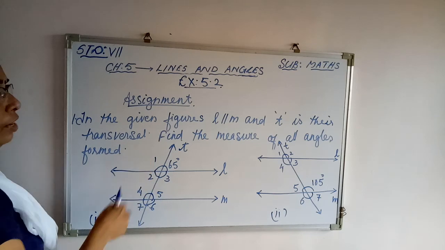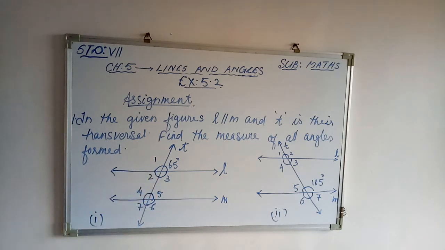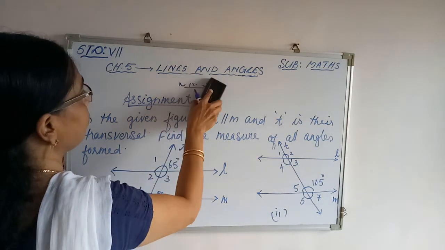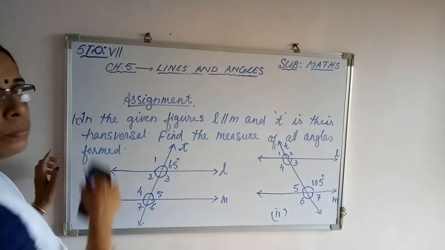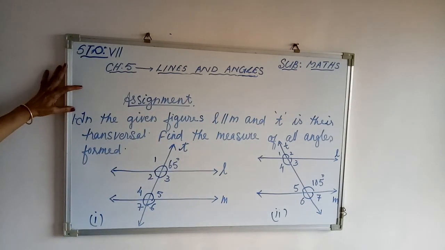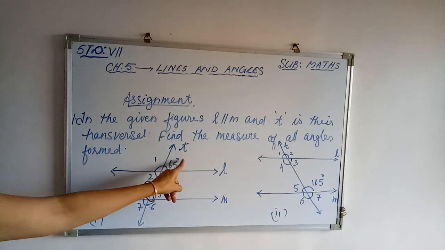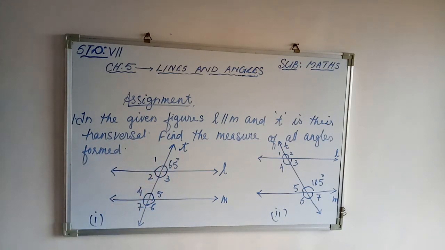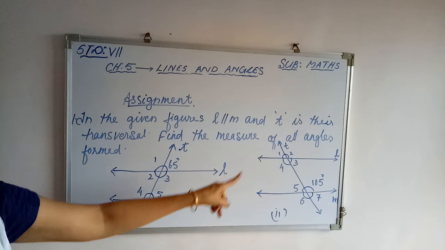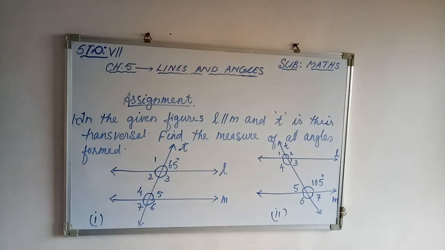Now listen, there is one question given on the board. That's your assignment question. Copy this question. There are two figures given. Only one angle given, remaining unknown angles. It is given that L parallel to M in both the cases. You have to find out the measure of the unknown angles. Thank you.